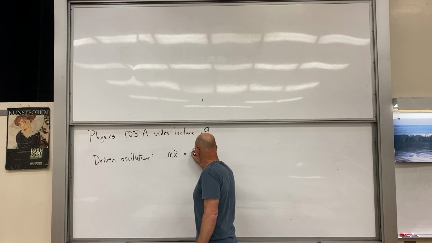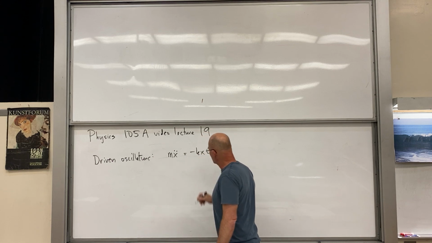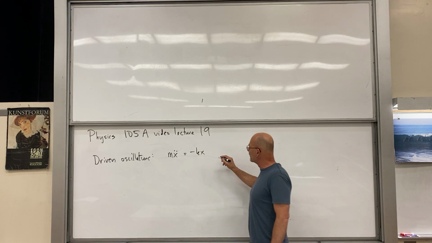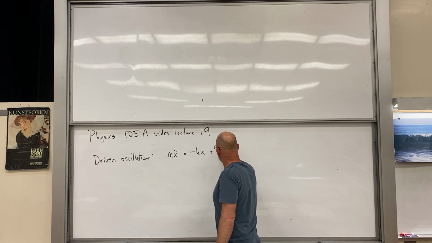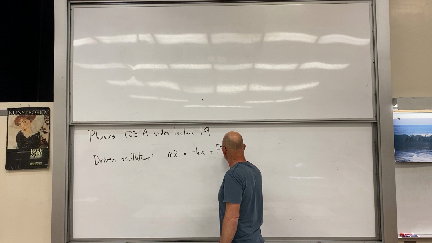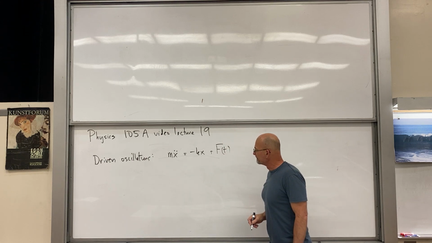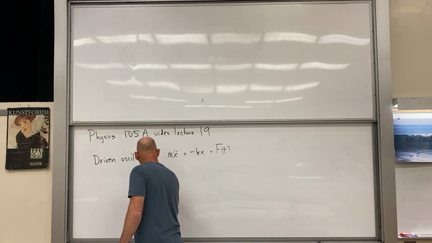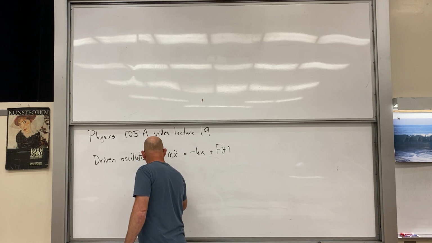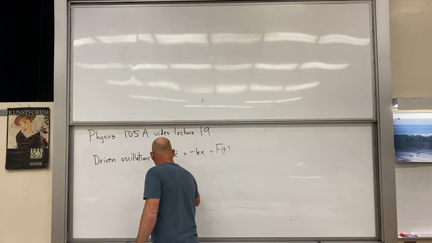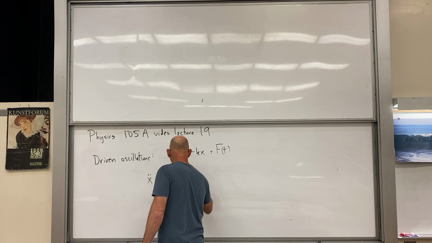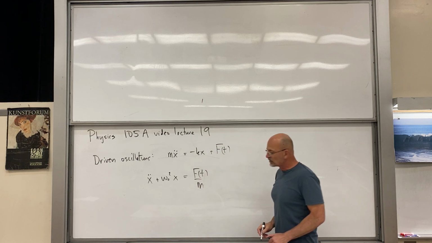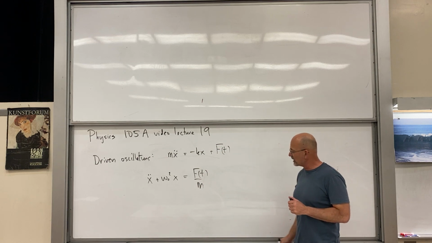mass times acceleration. Okay, we've got the restoring force, the Hooke's law restoring force, plus f of t. Of course, then we turned that into this differential equation by dividing by m, omega naught squared x, f of t over m, and we found an interesting way to solve this using complex numbers.